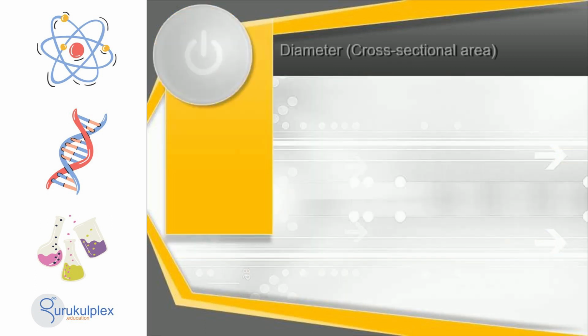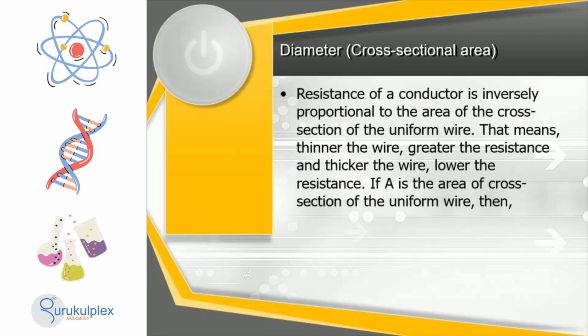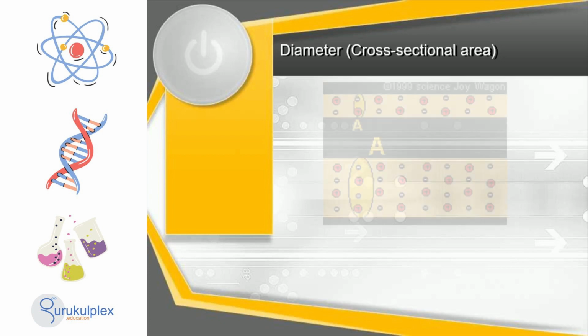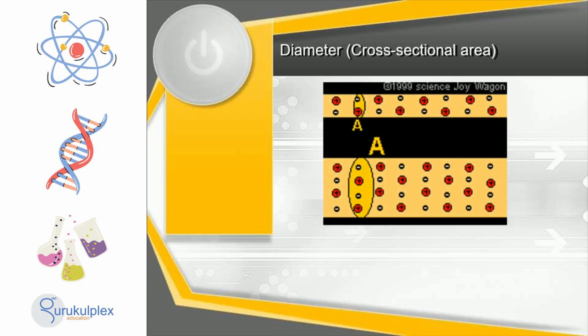The diameter of a conductor plays an important role when determining its resistance. When the area of its cross-section increases, the resistance decreases, creating an inverse correlation between diameter and resistance. In other words, thin wires have higher resistance whereas thicker wires have lower resistance. The cross-sectional area is one of several factors that can influence resistance.